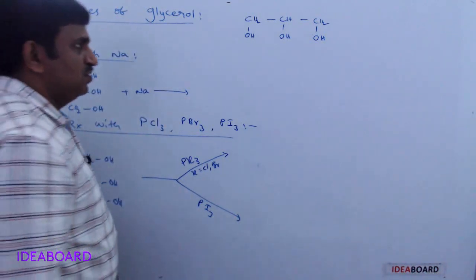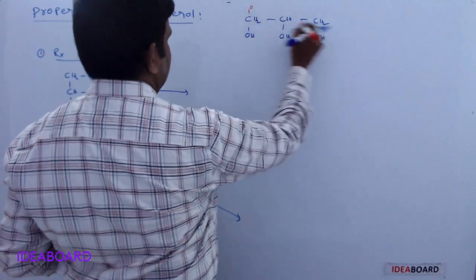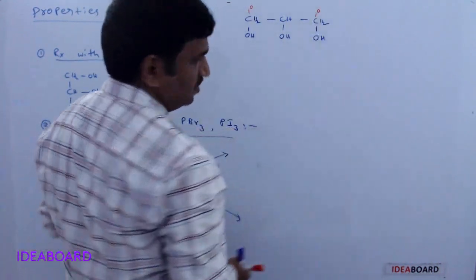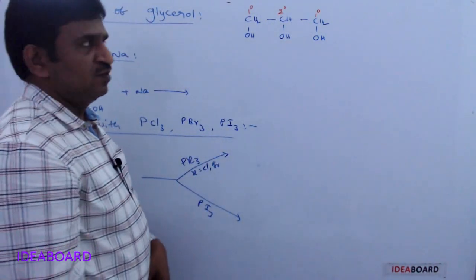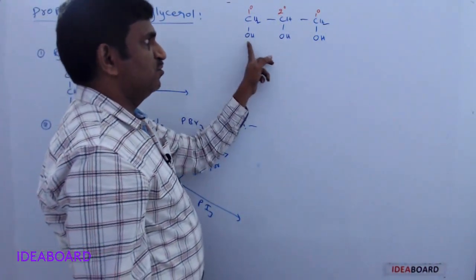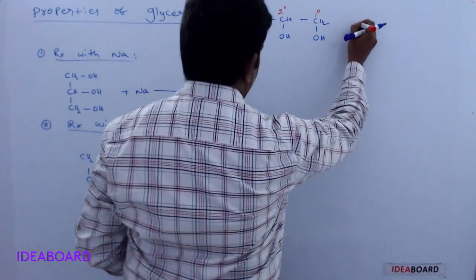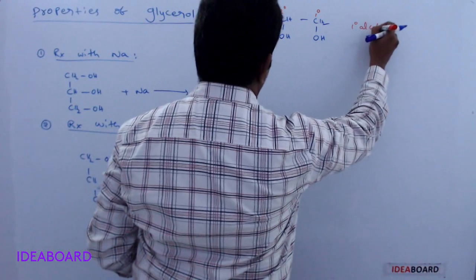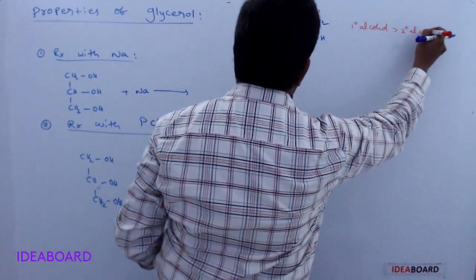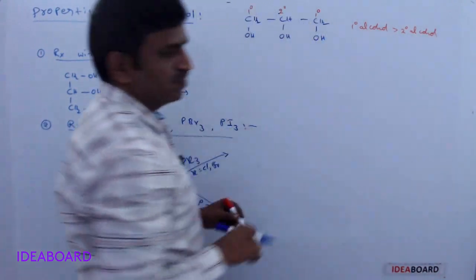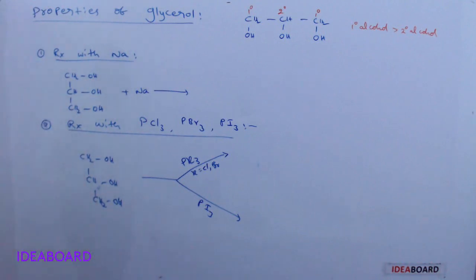Next, properties of glycerol. Here glycerol contains this a primary alcoholic group, this is also a primary alcoholic group, and here this is a secondary alcoholic group. One secondary alcoholic group and two primary alcoholic groups are present. And moreover, remember, primary alcoholic groups are more reactive than secondary alcoholic groups. The reactivity of primary alcoholic groups is more than secondary alcoholic groups.